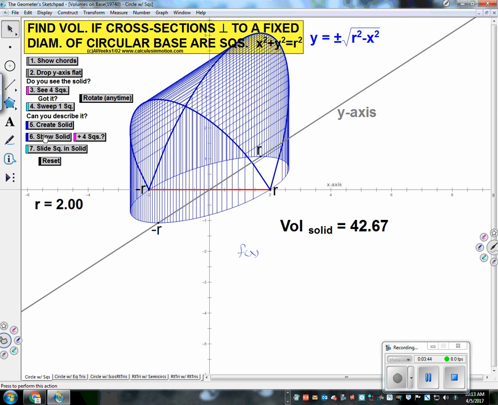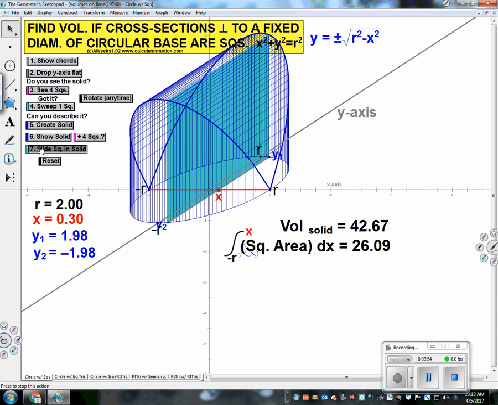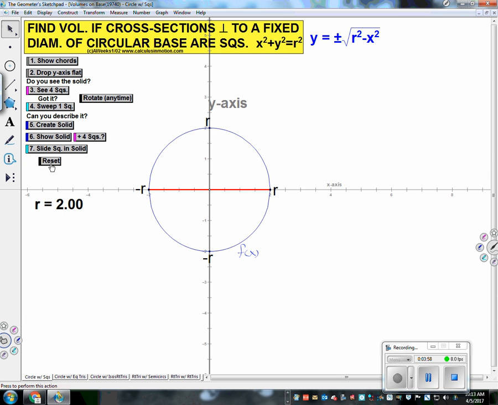We can show the solid without all that animation going on. Some pretty cool animations. Here's the square growing in size. There's your largest one, and now they're starting to shrink in size again. So the question of the day is, well, how much volume would this contain?